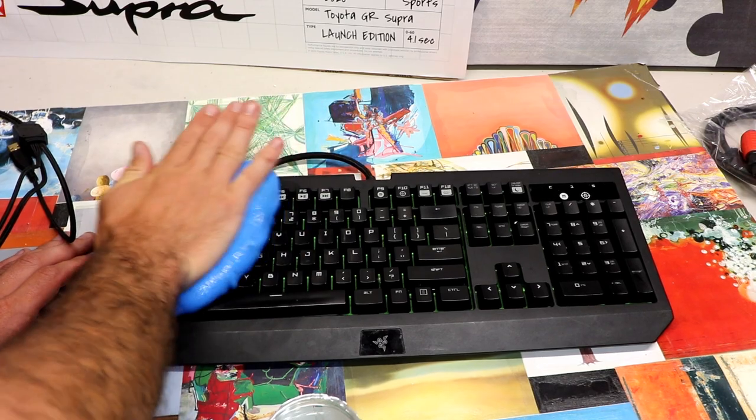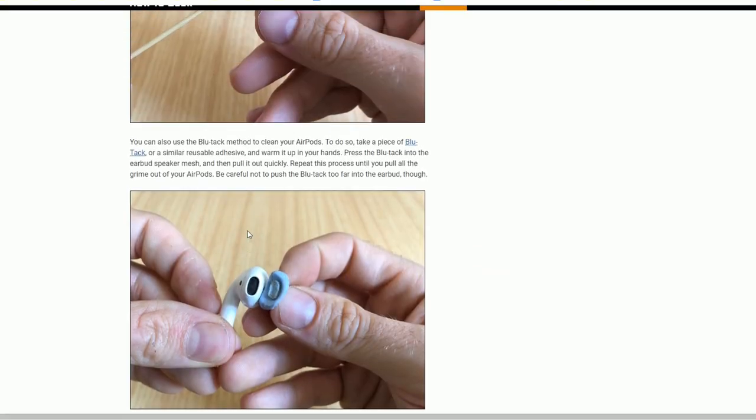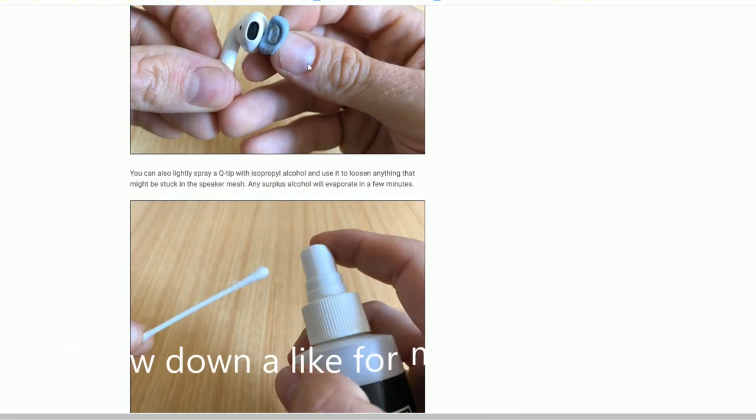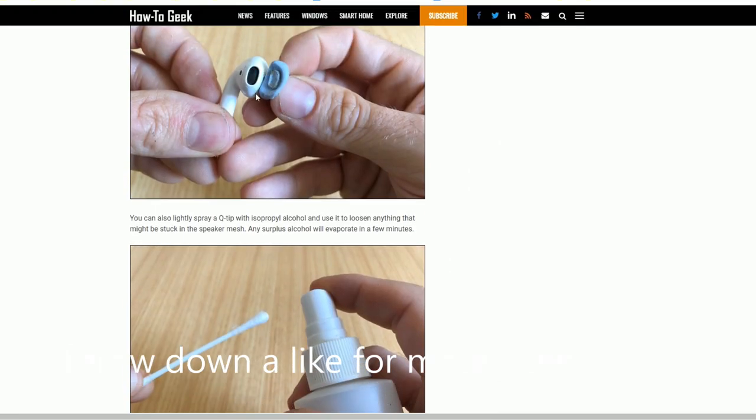But is this product good? Does it work? What about on AirPods, where you have really tiny spaces? Is this really going to be the end-all solution? Let's go ahead and find out.